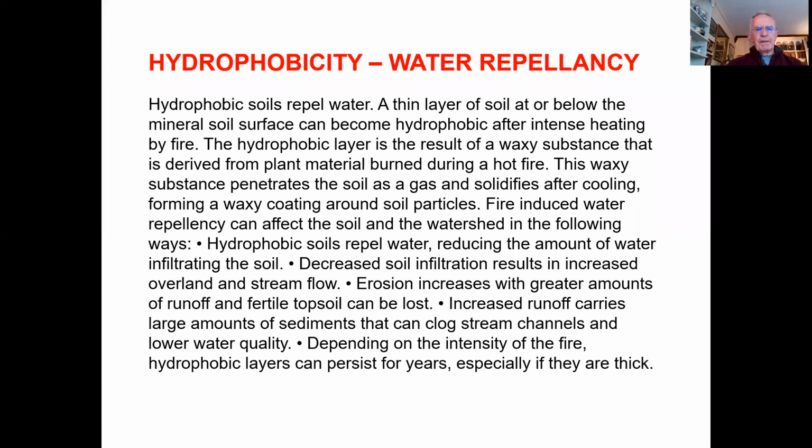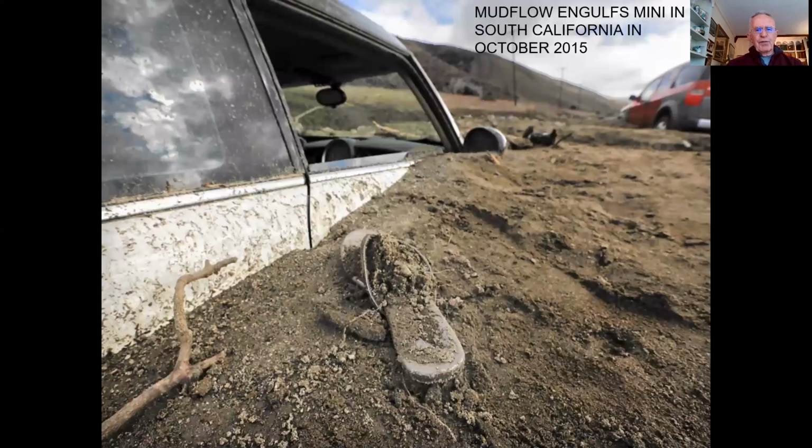Hydrophobic soils repel water. A thin layer of soil at or below the mineral soil surface can become hydrophobic after intense heating by fire. The hydrophobic layer is the result of a waxy substance that is derived from plant material burned during a hot fire. This waxy substance penetrates the soil as gas and solidifies after cooling, forming a waxy coating around soil particles. And it's this that causes the soil infiltration capacity to be reduced, and therefore you get erosion of this upper layer of material, which forms the mudflow substance.